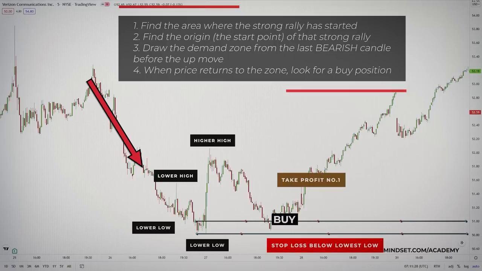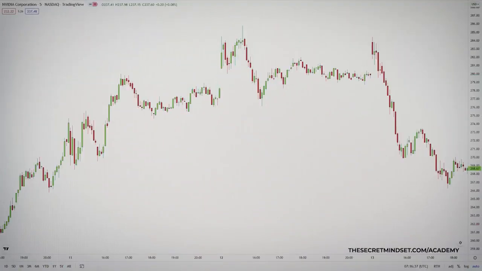Here's our first target, and here's our second target. Of course, anticipating a much bigger break of structure, you can leave a portion of the trade open in case the reversal is much more aggressive. Here's another break of structure, a bearish one.